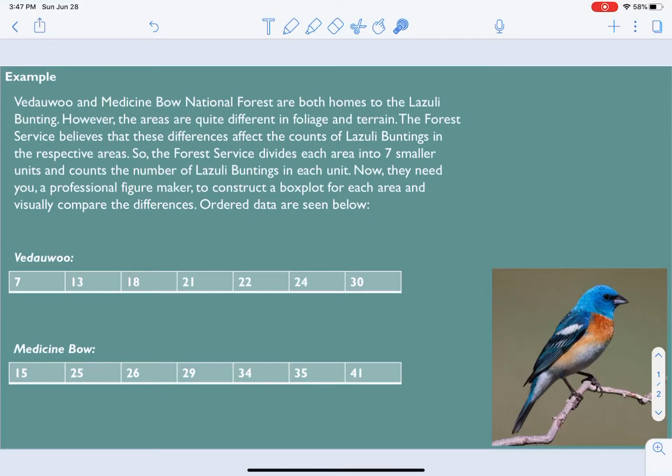So, what they did was they divided each area, Vitavu and Medbo, pretty much into 7 smaller chunks, and then counted the frequency of these lazuli buntings, and then recorded them. And now our job is to make a box plot for both of these, right? So we can see the difference. And what we'll do that's slightly different is we'll put them on the same axis. We'll put them on the same figure, just so we can see the differences a bit more, okay? There's also one slightly new thing in this example too that I want to go over. It's nothing crazy, just a small technicality. So we will just get straight into it.